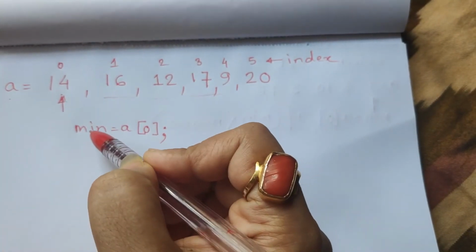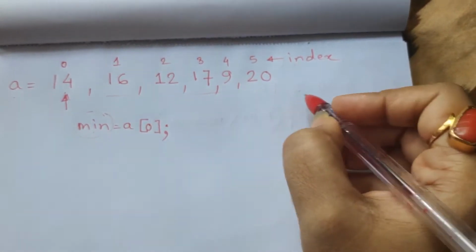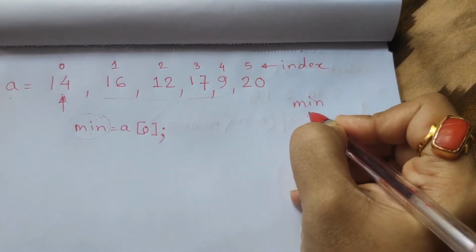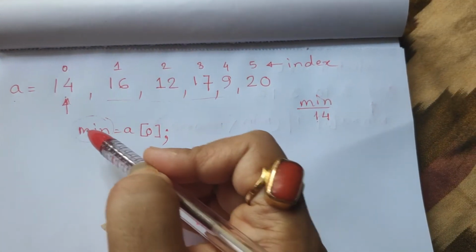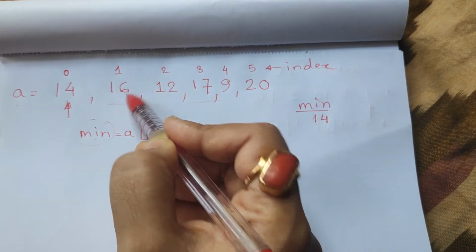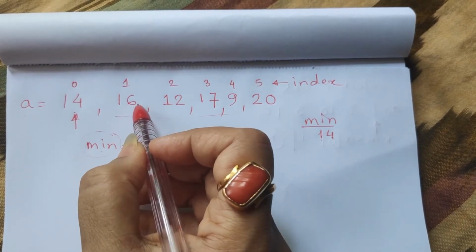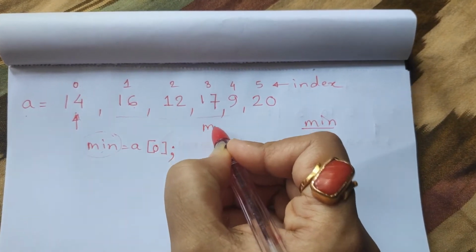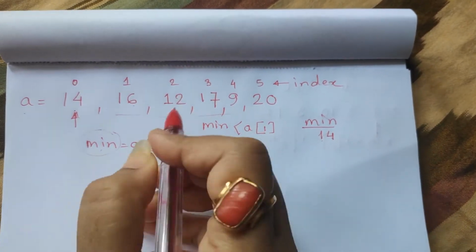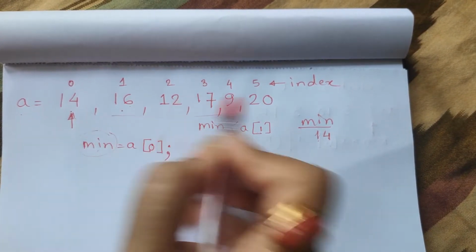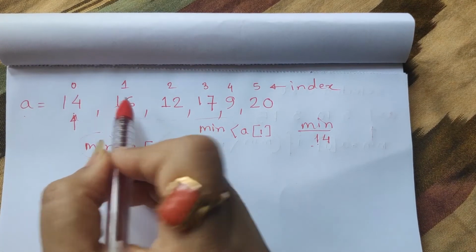What we will do is we will compare this minimum number. Now that I have initialized minimum with A0, currently the value of minimum is 14. So now we will compare this minimum with the next number, A1, and we will find out which is the smaller number. So what will be the check? We will check whether minimum is less than A1. Minimum is less than A1 because the minimum value is 14 and A1 is 16. So we will not change the minimum.